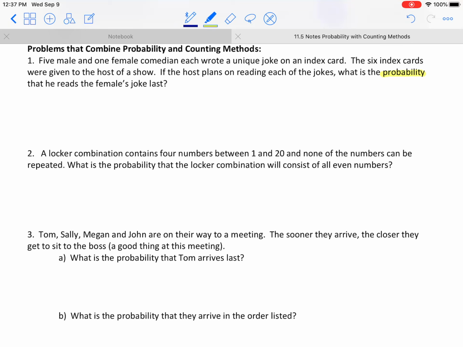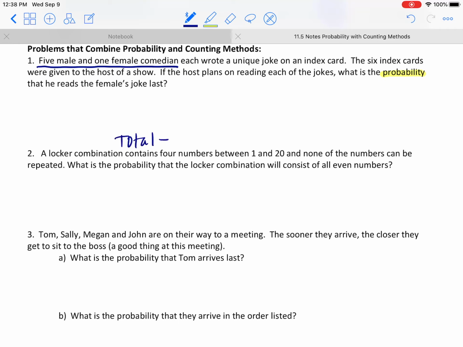And so with the probability, we're going to need a fraction, right? Something on the bottom, something on the top. So let's maybe not write anything just yet. I kind of want to work through a few things with you. Let's just talk about it in general here. We've got 6 total comedians, right?